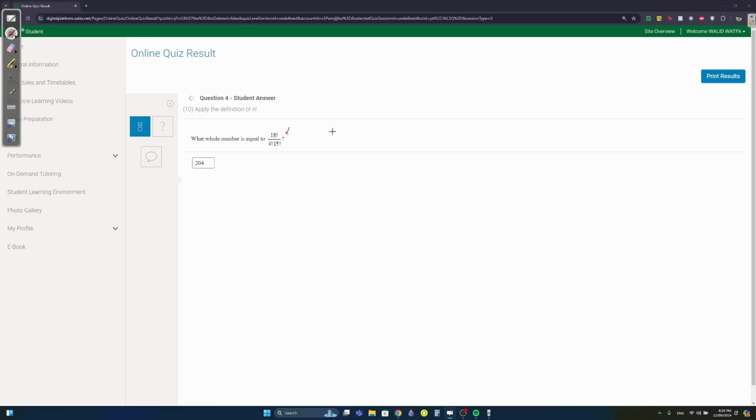18 factorial over 4 factorial, 15 factorial. Remember, write the bigger one in terms of the second largest one. So it's going to become 15 factorial times 16 times 17 times 18 over 4 factorial, 15 factorial. Cancel, cancel, cancel. No, you don't cancel. My fault. Wait, you don't cancel here. Times 16 times 17. Anyway, this is 4 factorial over here.